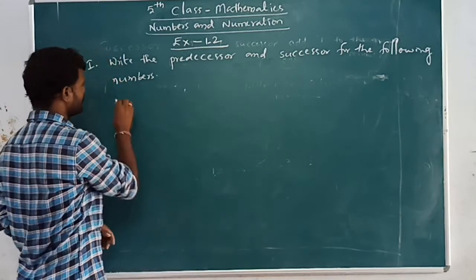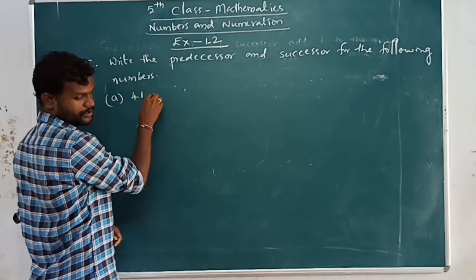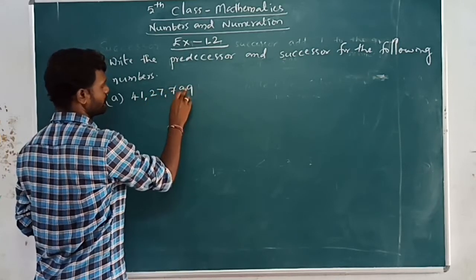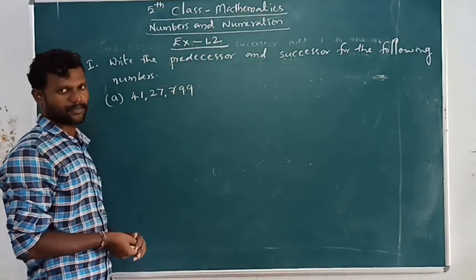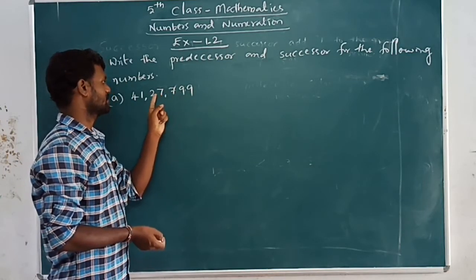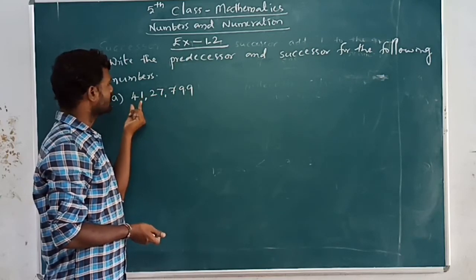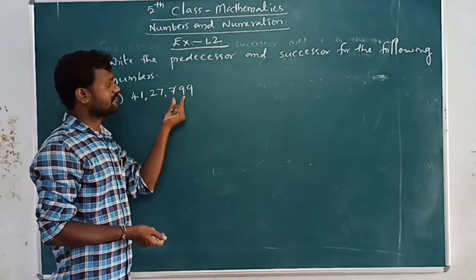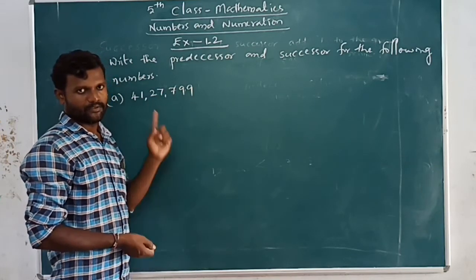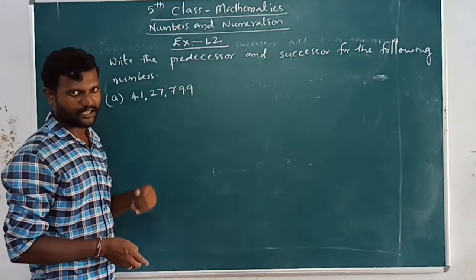What is the first number given? 41,27,799. So how can you read this number? Ones, tens, hundreds, thousands, 10,000s, lakhs, 10 lakhs. So, 41 lakhs 27,799. This is the given number. What we have to write? We have to write predecessor and successor for that number.